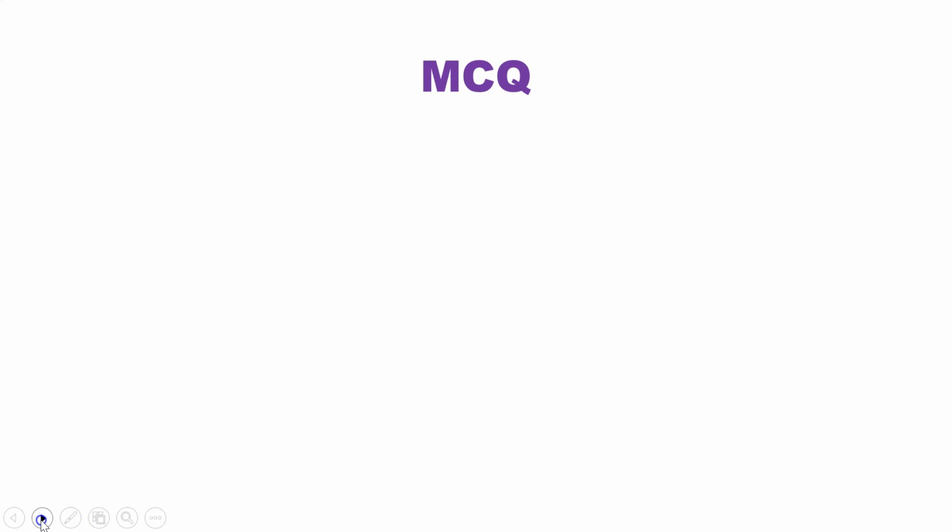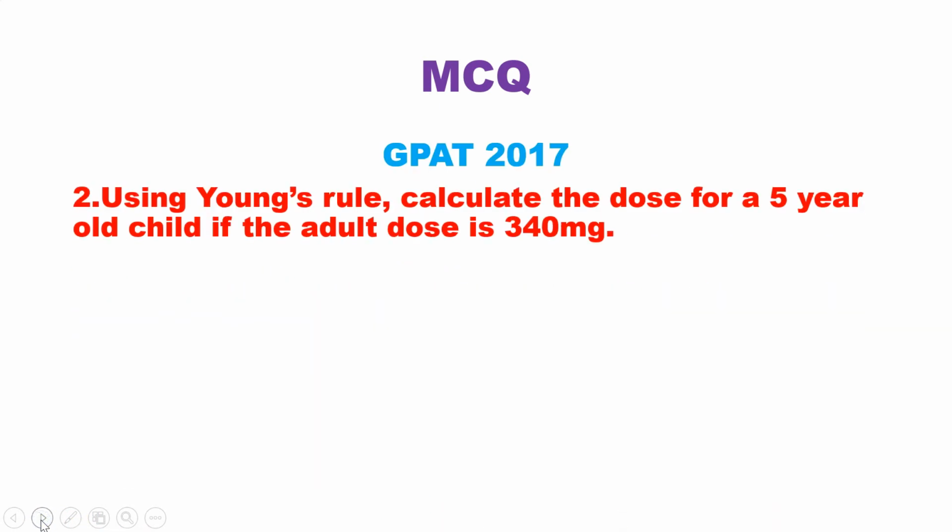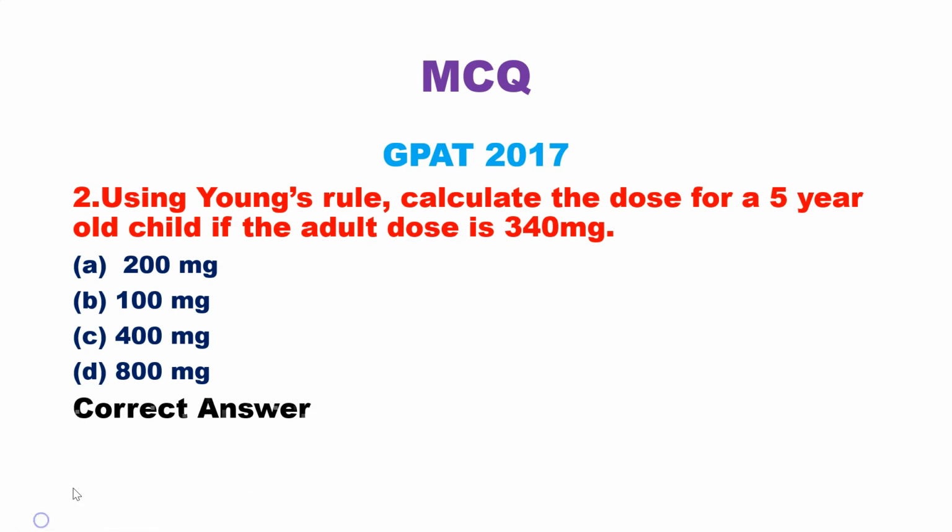After that, one more MCQ in the same year in GPAT 2017. Using Young's rule, calculate the dose for a 5 year old child if the adult dose is 350 mg. Below 12 years, Young's rule or Young's formula can be utilized. The options were 200 mg, 100 mg, 400 mg, and 800 mg. The correct answer is 100 mg. You can calculate by using Young's formula. So thank you.